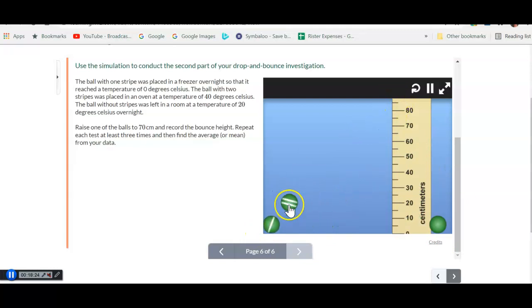So now we're having kind of a crazy, silly ball bouncing contest here. So starting at 70, you can see it's bouncing much higher. And you'll need to record data for all 3 different balls and the 3 trials for each one. And then it'll ask you to get an average.